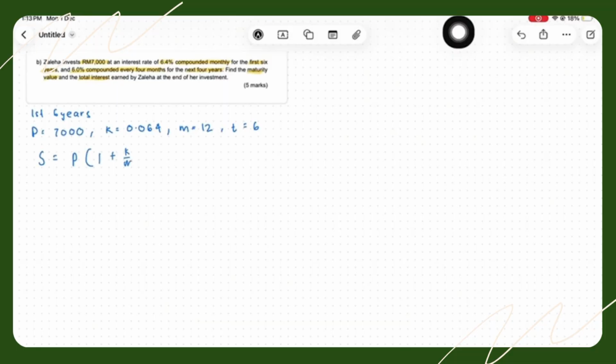First, we need to find the amount for the first 6 years by using compound interest, which is S equal to P bracket 1 plus K over M bracket the power of MT. Then we use the formula by inserting the values given. Then we solve to get the final answer for the amount for the first 6 years.